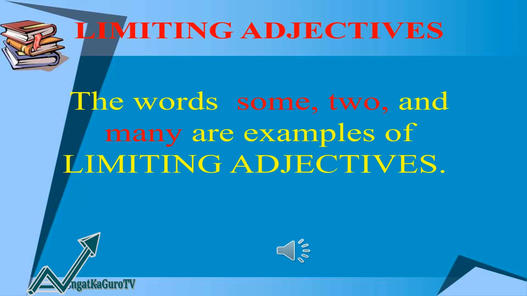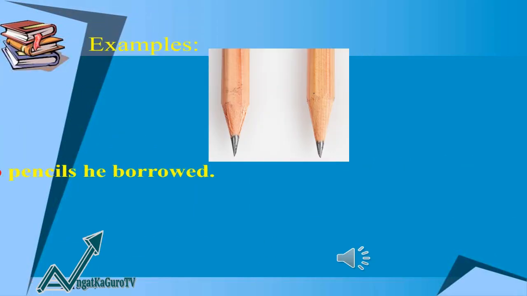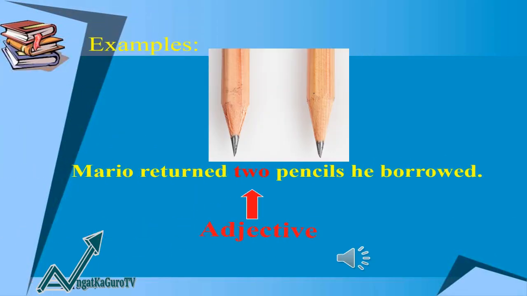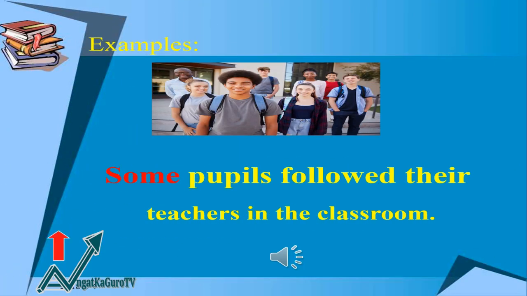The words some, two, and many are examples of limiting adjectives. Examples: Mario returned two pencils he borrowed. Two is a limiting adjective. Some pupils followed their teachers in the classroom. Some is the limiting adjective.